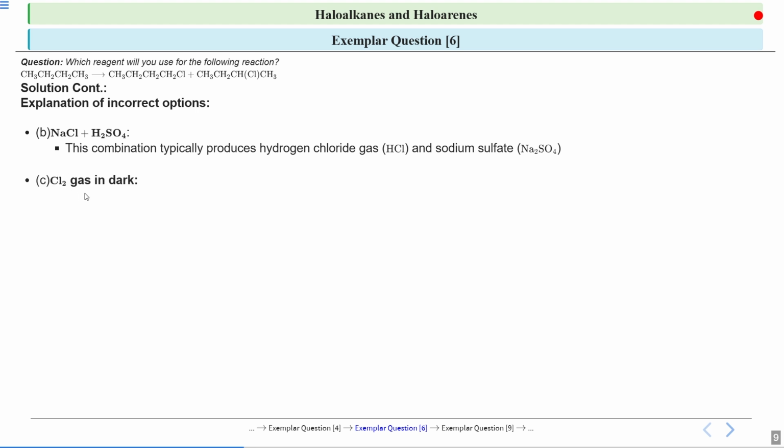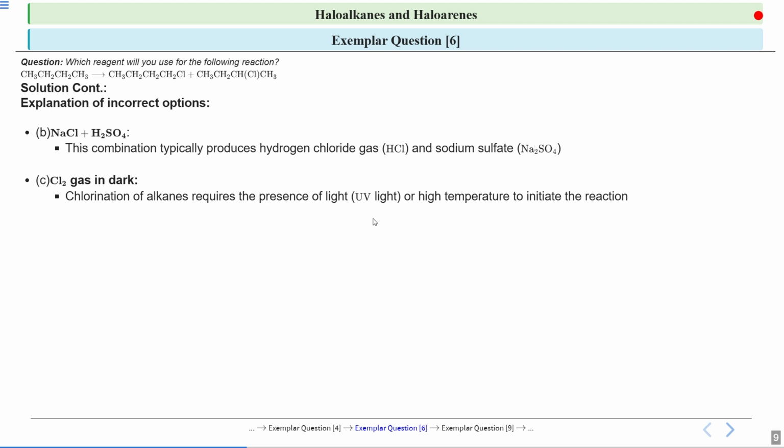Option C was chlorine gas in dark conditions. So here chlorine gas is present, right? It can participate with the butane, but we didn't use this as a reagent in this conversion because, and this is very important, chlorination of alkanes requires the presence of light, that is UV light, for the activation of the chlorine molecules for the initiation of the reaction. Either the presence of light or high temperature is needed to initiate the reaction.